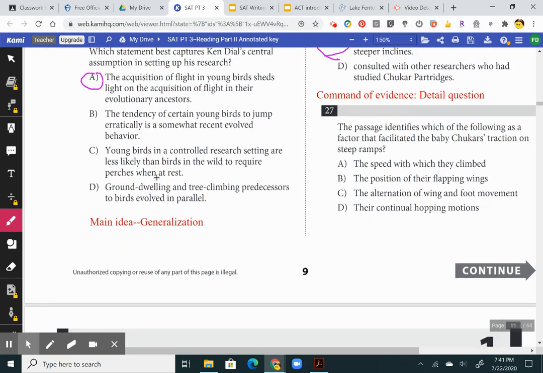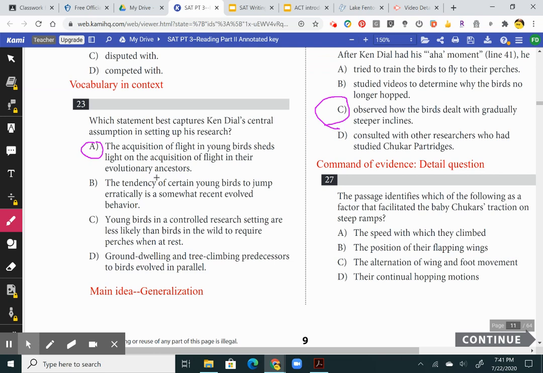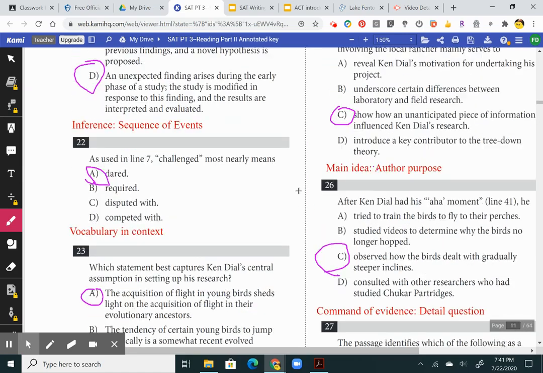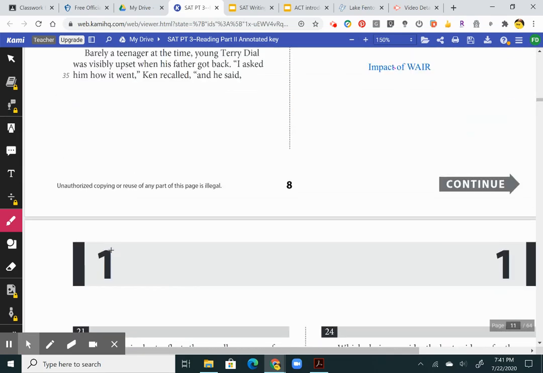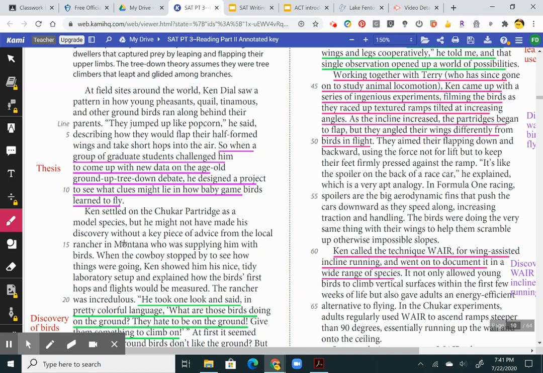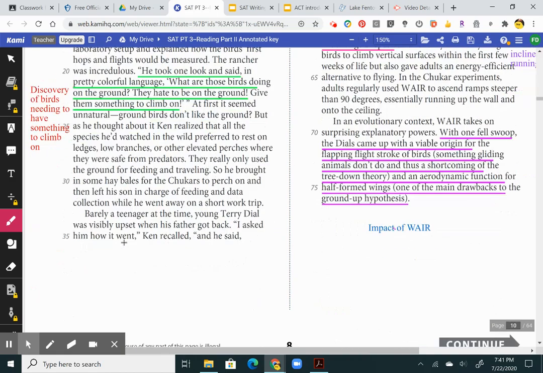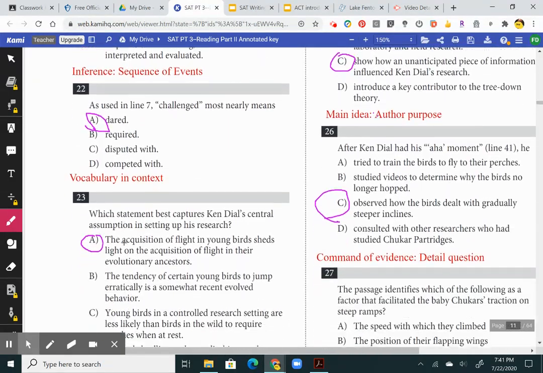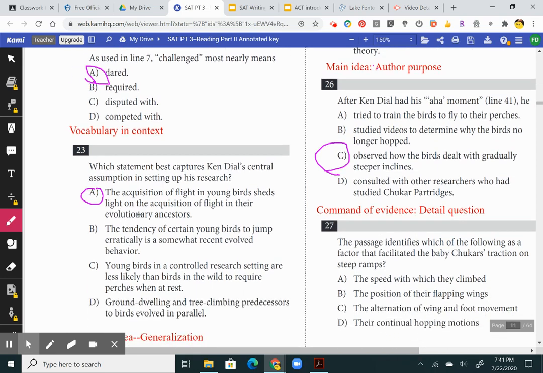So that kind of does, but it really doesn't. That's details once he set up his research. So the main idea is what he uses to set up his research. So it would be B, and basically talking about how the ground up tree debate and designed a project to see what clues might lie in how baby game birds learn to fly. So then the acquisition of flight in young birds sheds light on the acquisition of flight of their evolutionary ancestors.